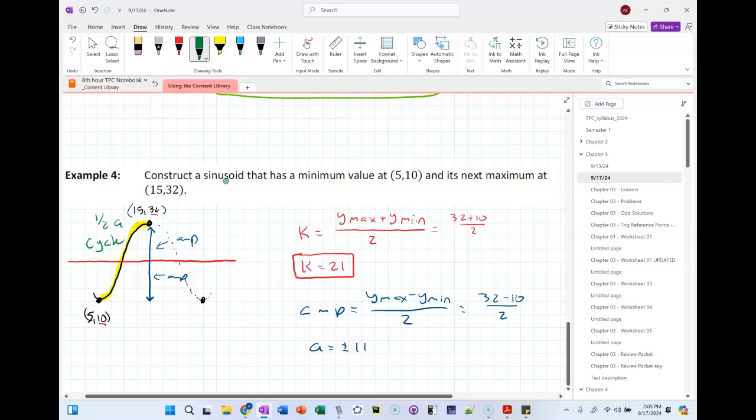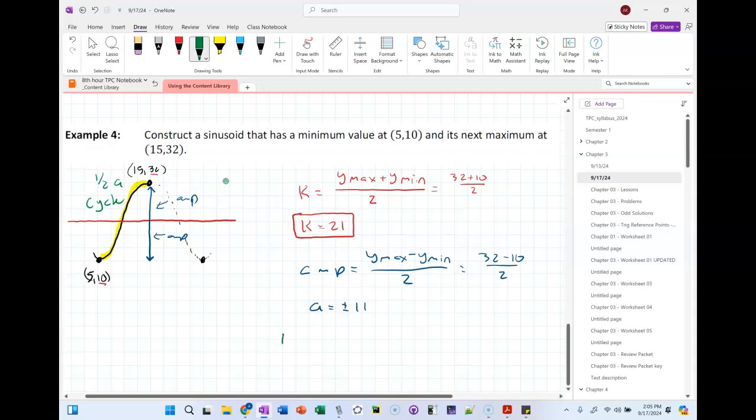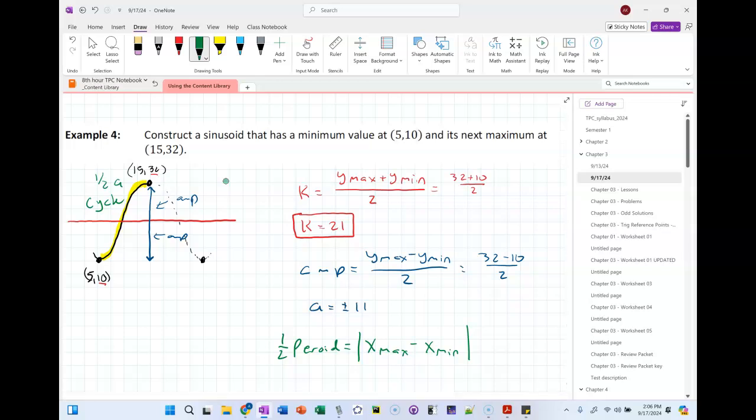Also half. Very good. So I know 1/2 my period is going to equal the distance from my x max to my x min. And I like to put an absolute value around it because my maximum could have a smaller x coordinate than my minimum. I have to get a positive number out of this because it's a distance, so I'll just stick an absolute value around it to guarantee that.